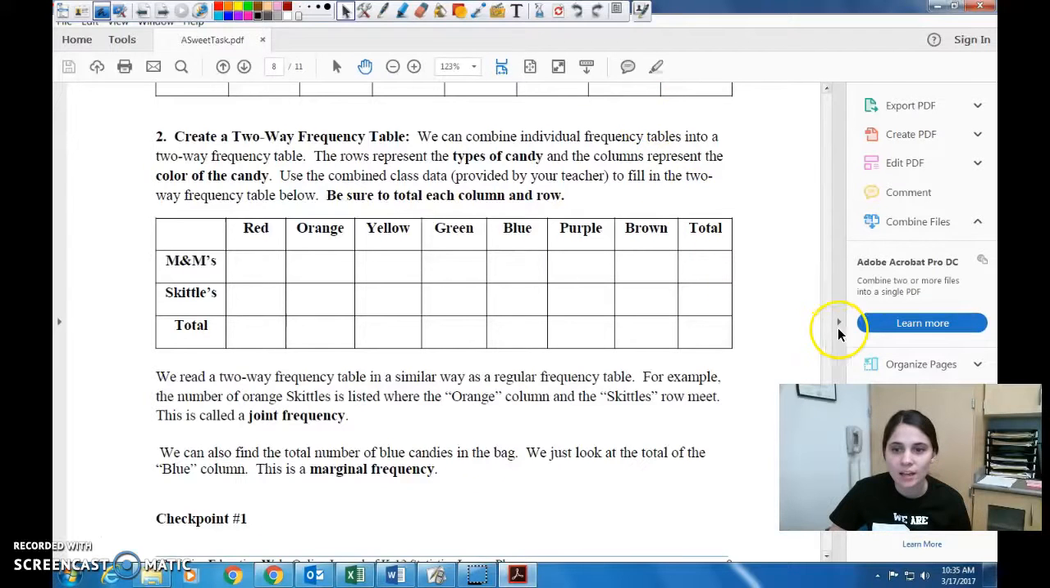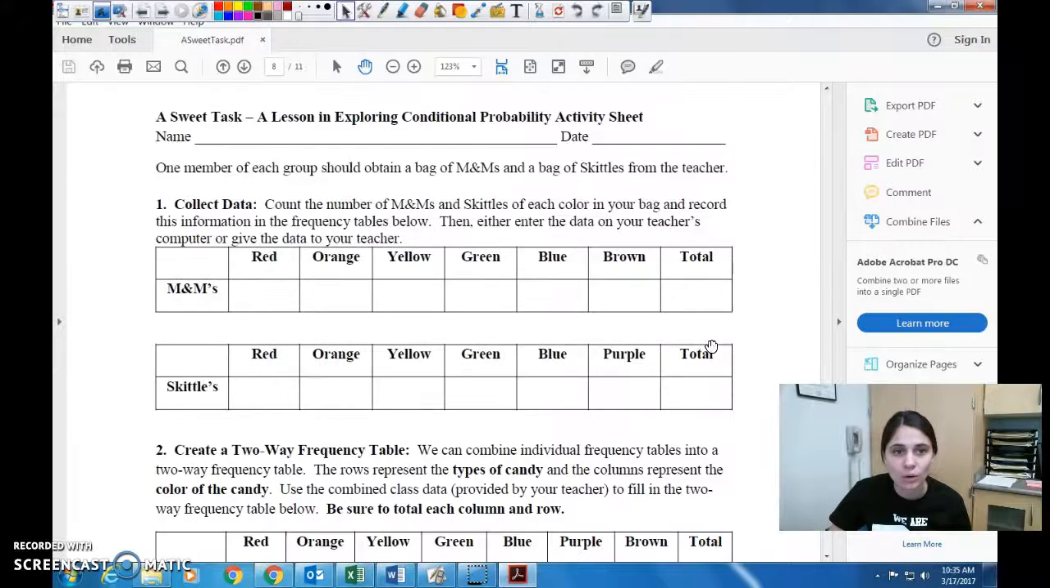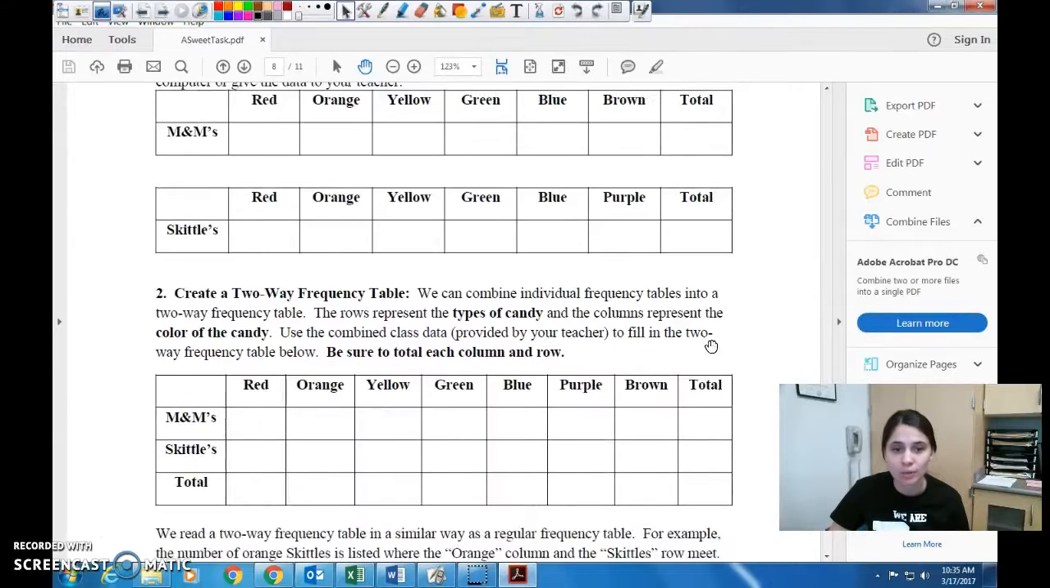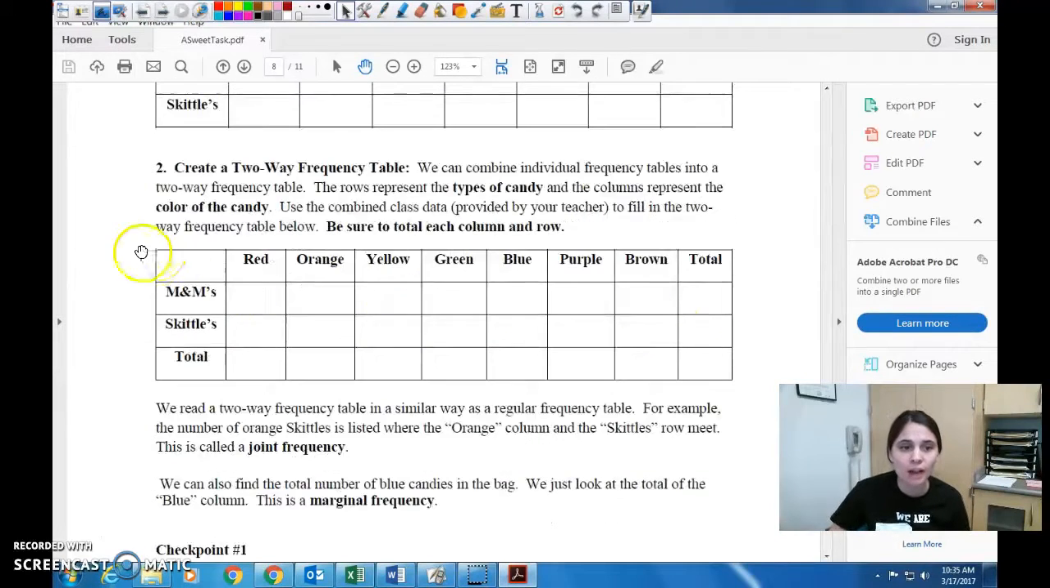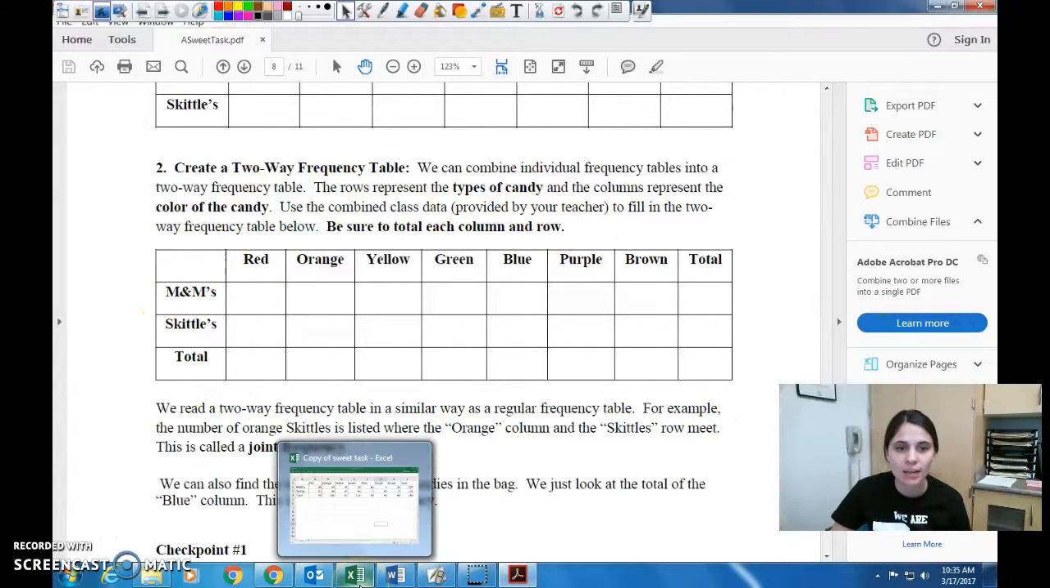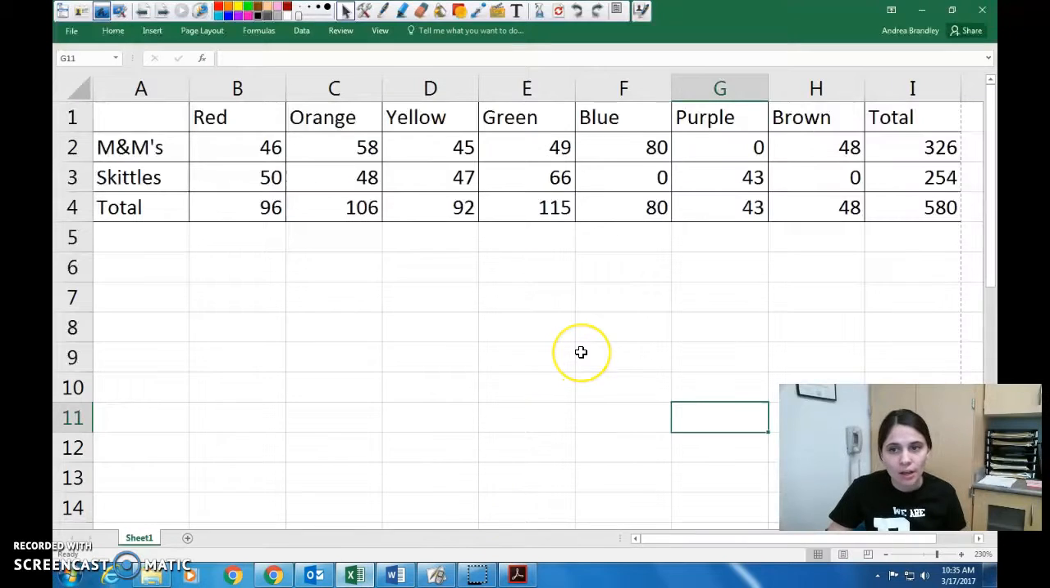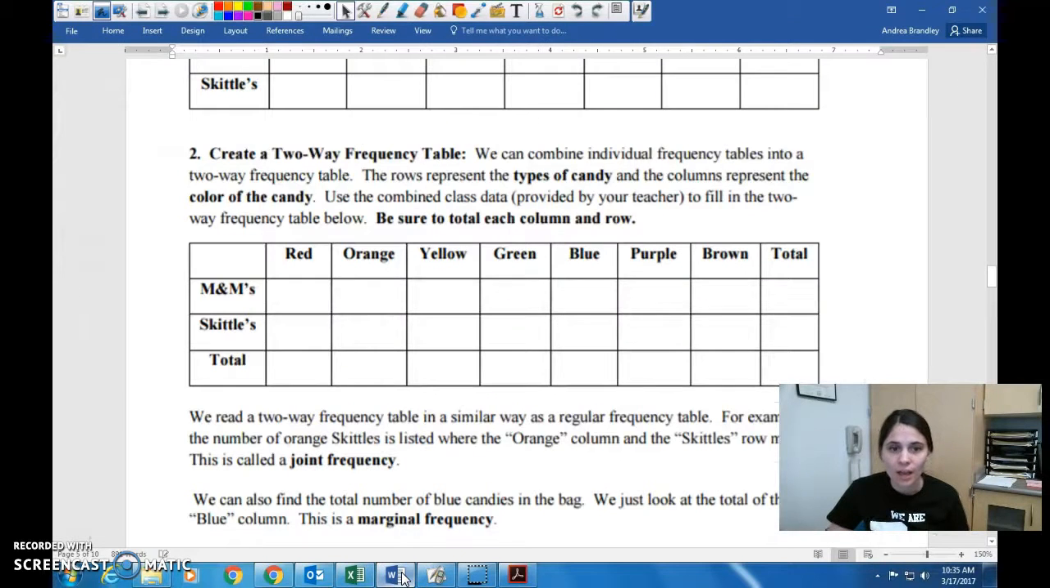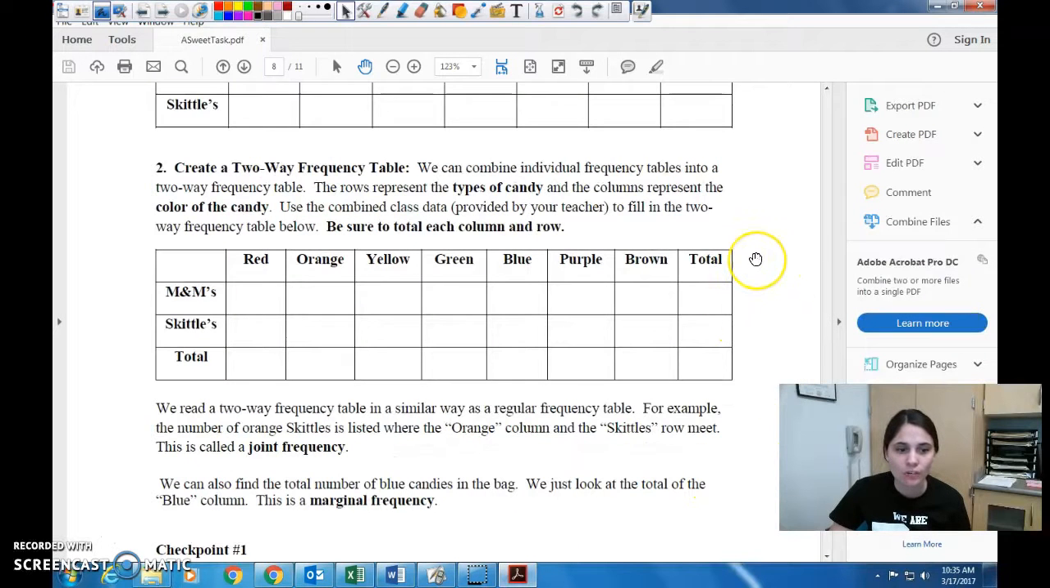All right, so today was an activity task involving conditional probability. I'm going to start by having you fill out or draw this frequency table, and you're going to go ahead and use the data in this Excel sheet. So go ahead and pause the video while you copy this down, and then come back and hit play. And we're going to go ahead and get started from there.